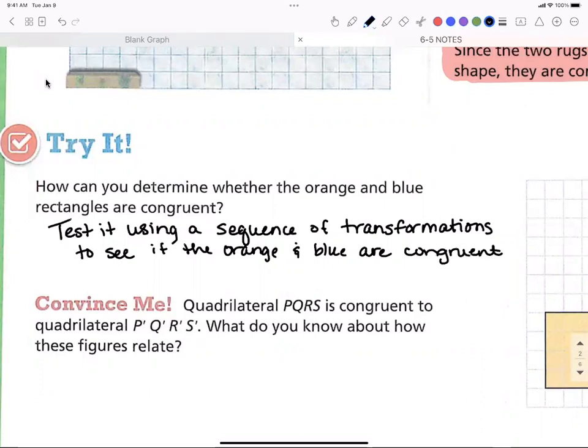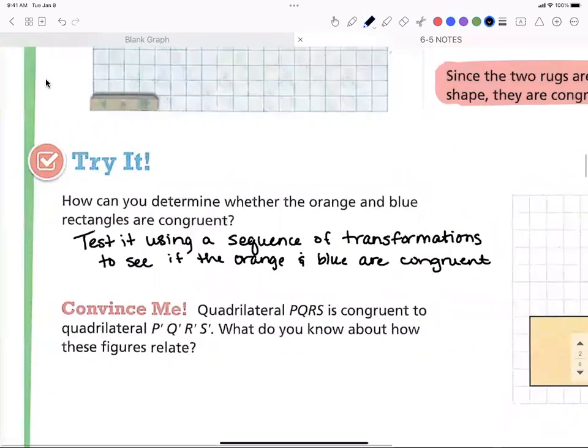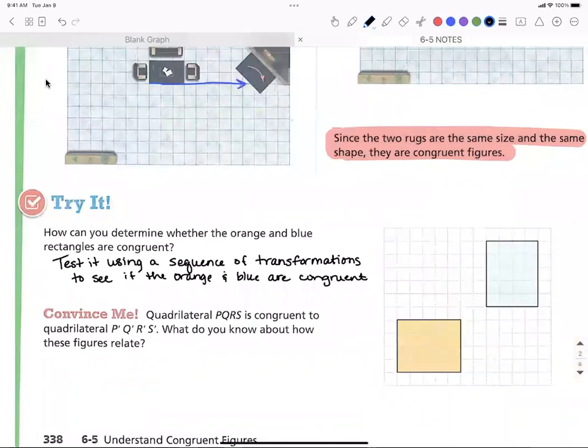So you run a test. Can you do a sequence of transformations that would make the orange and the blue be right stacked on top of each other? If we can, that means they're congruent. If we can't, they're not. So if we label this, and you guys are going to want to label this with me, P, Q, R, S. And since orange is obviously laying on its side, we're going to kind of flip it on its side, and we're going to call this P, Q, R, S, and these will be your primes.